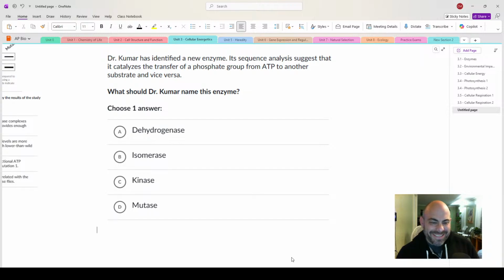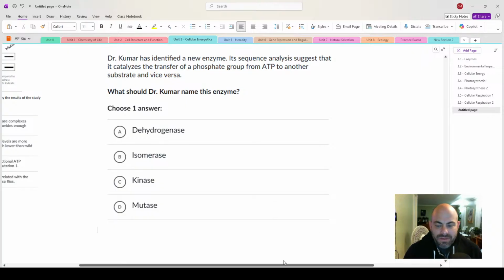What the crap? This is a weird question. I don't like this one. Yeah, it feels like a Unit 4 too, a little bit. No, I think it's a kinase. We're going to ignore this. This question's not helpful. Well, it is a kinase, but you don't have to know that.